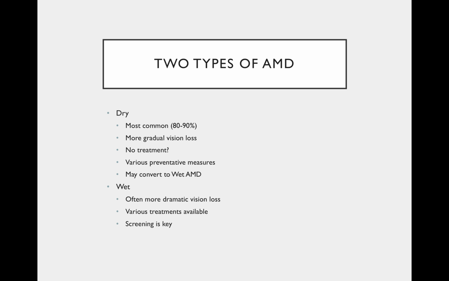There's two types of macular degeneration. The more common dry form, which is about 80 to 90% of those afflicted with the disease. The dry form causes more gradual vision loss, and although at this point there is no treatment, there's various preventative measures. Unfortunately, the dry form may convert to the wet form. The wet form of macular degeneration often causes more dramatic vision loss. The good news is there's various treatment options that are available, and screening is key.